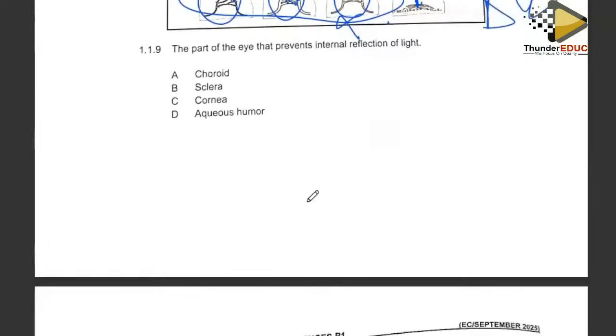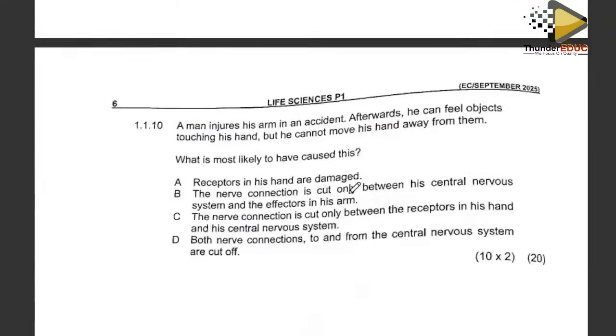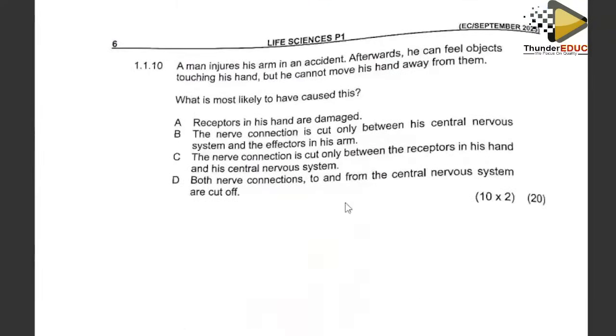They're saying the part of the eye that prevents the internal reflection of the light. This happens when you look at dogs, right? Yeah, you see that they are glittering at night when you strike light on them. So it's because of this. So internal reflection is being done by the choroid. Yes. And then the last question: the man injures himself in an accident.